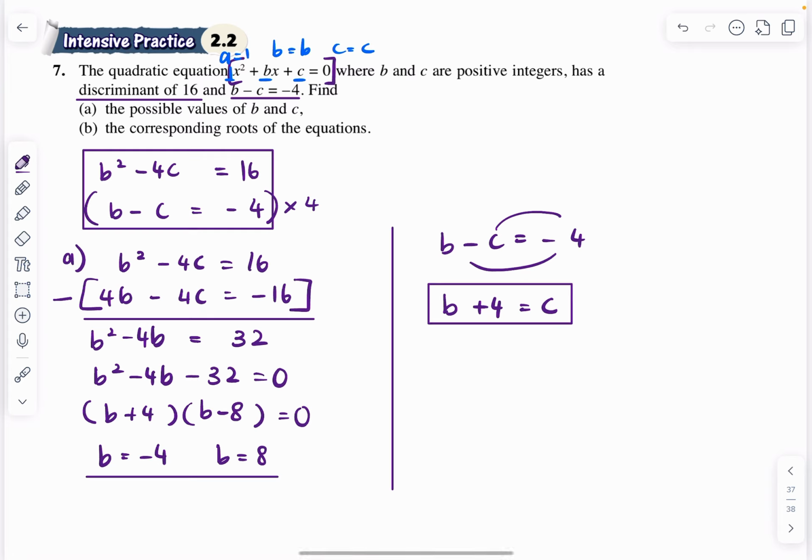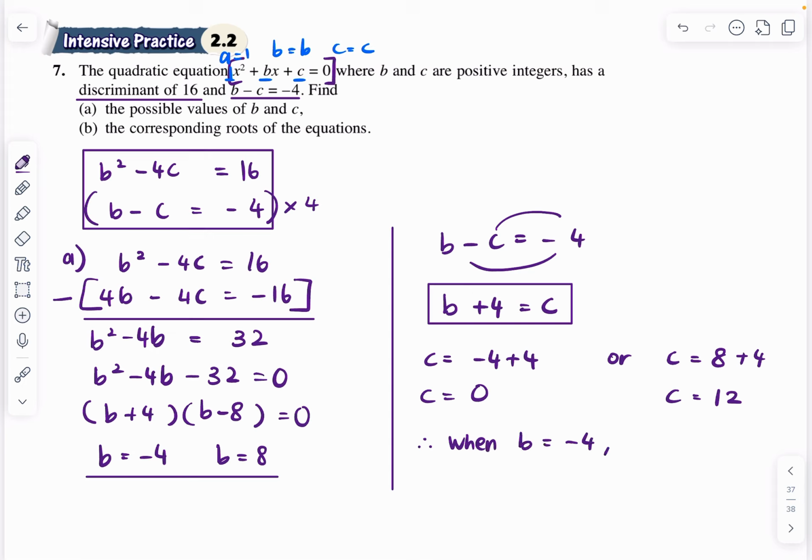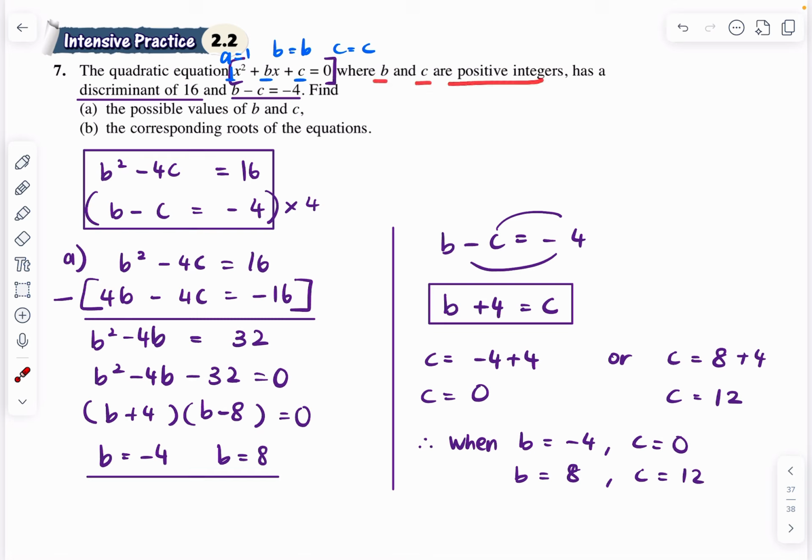Okay, so let's find c. C will equal to negative 4 plus 4, or c equals to 8 plus 4. This is 0 and this is 12. So we can say when b is negative 4, c is 0. When b is 8, c is 12. Okay, but let's look back at the question. They said b and c are positive integers. So b cannot be negative 4. So this whole thing we reject.